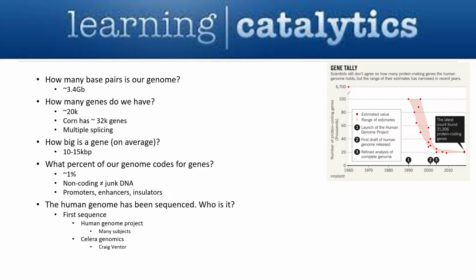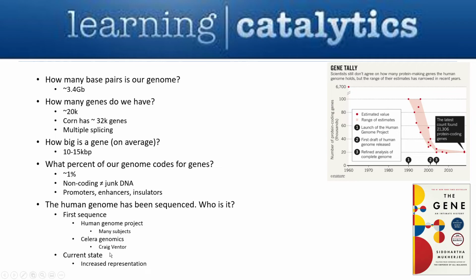The Human Genome Project used many subjects, but Celera Genomics' CEO, Craig Venter, decided that he would sequence his own genome. And so especially in the early 2000s, most of the genetic information we had on humans belonged to a single individual, Craig Venter. And although there were a few subjects from the Human Genome Project, there was obviously a problem with representation. Genetic information is obviously going to be different between males and females, different races, etc. And so since then, there have been many more humans sequenced to increase representation.